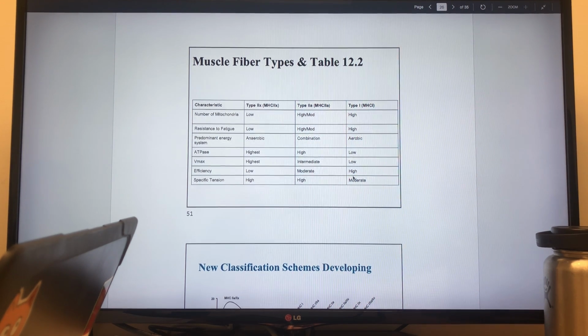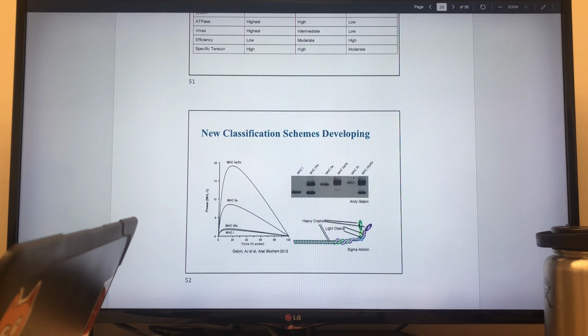Did your lecturer tell you guys something? No, she didn't tell us anything about that. Okay, we'll just go with that for now. And then this is just them doing an SDS page of it and showing you what it is.